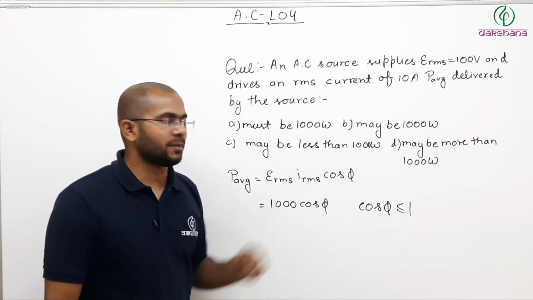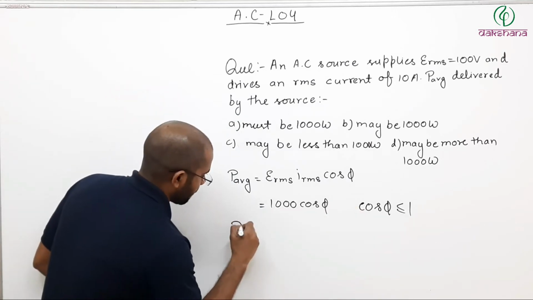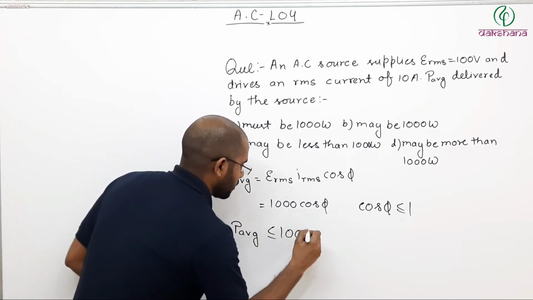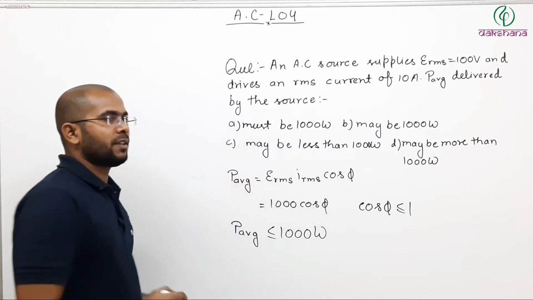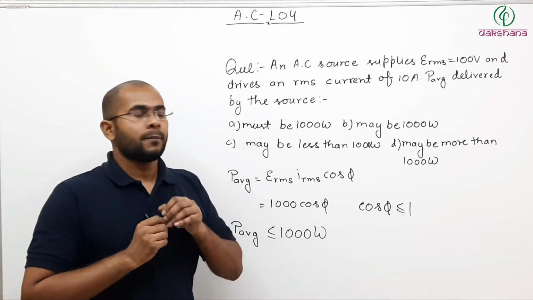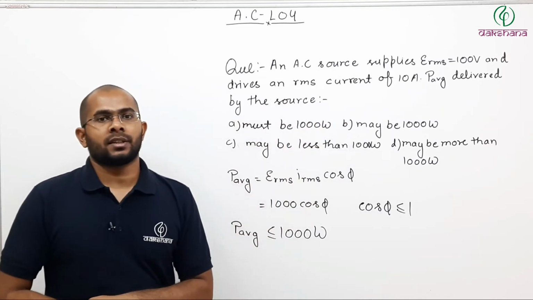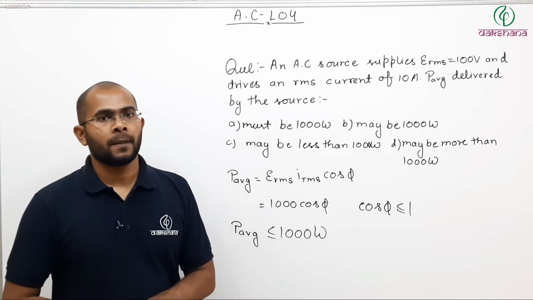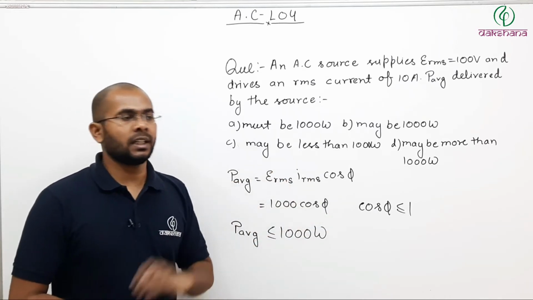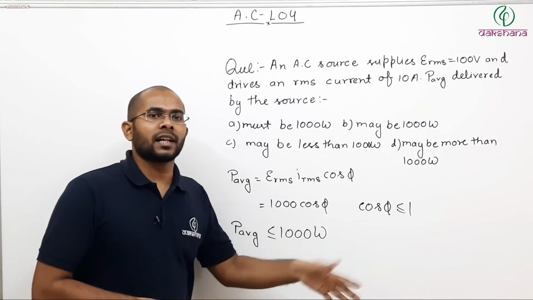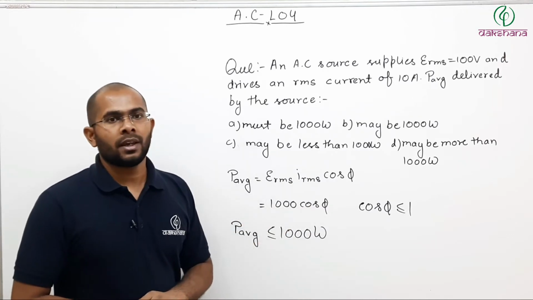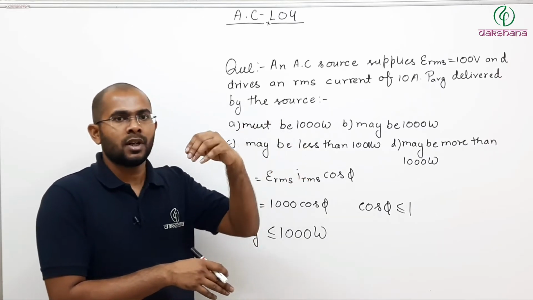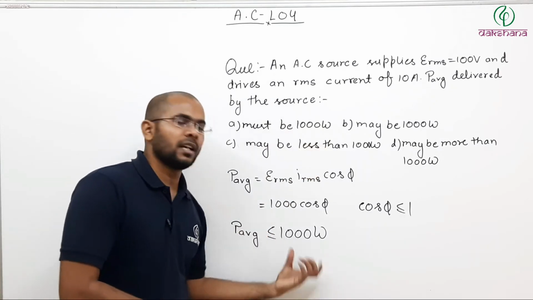So if cos phi can be that, then you can say P average can be less than or equal to 1000 watt. Why are we saying less than or equal to? Because we don't know what kind of circuit it is. If it is a purely resistive circuit, then it would be equal to 1000 watt. If it is a purely capacitive circuit, then it would be 0. If it is a purely inductive circuit, then also it would be 0. If it is in between, with resistance, inductance and capacitor all there, then it would be less than 1000 watt.